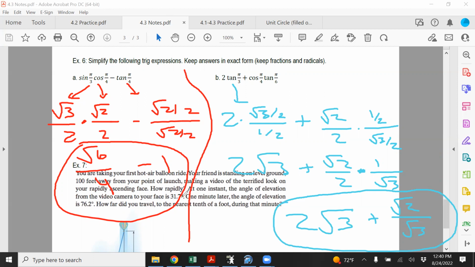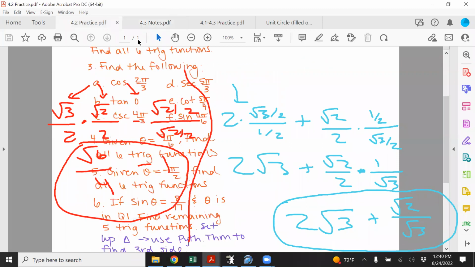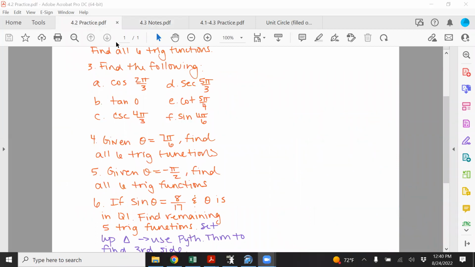Let me go over the answers from the homework. All right. Let me give you all the answers for number 3, and I'll go over any questions you may have.